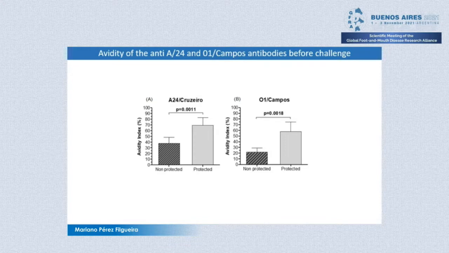But it was very interesting that this difference was also observed when the avidity index was measured against two other strains, and one of them was from a different serotype, the O1 Campos, and the protected animals, once again, were much higher than the non-protected animals. That led us to the idea that there could be some kind of correlation between the values of the avidity index observed against one strain and another strain. So that was our next experiment.